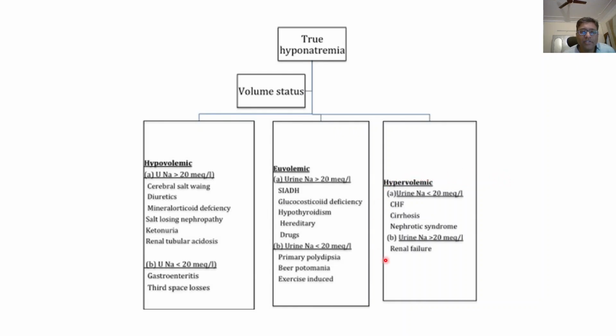If the patient is hypervolemic and urine sodium is less than 20, sodium is actually low. This can happen with a lot of conditions like nephrotic syndrome, where your effective circulatory volume is actually less, like CHF, cirrhosis, nephrotic syndrome. Urine sodium will be inappropriately high in these conditions in case of renal failure.